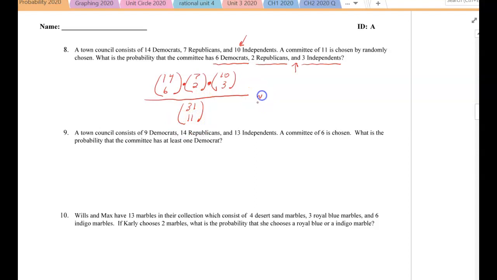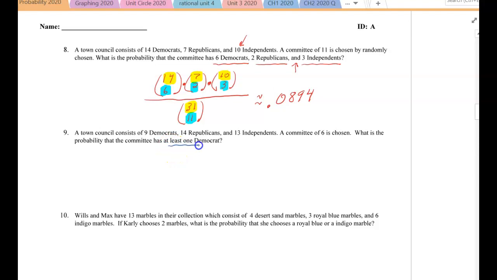When you type that into your calculator, you get approximately 0.0894. I'm going to point out that these 3 yellow numbers add up to 31, and these blue numbers add up to 11. It's a nice way to check that you did the problem correctly in terms of making sure you chose the correct amount of people. All right, problem number 9 is a little different.